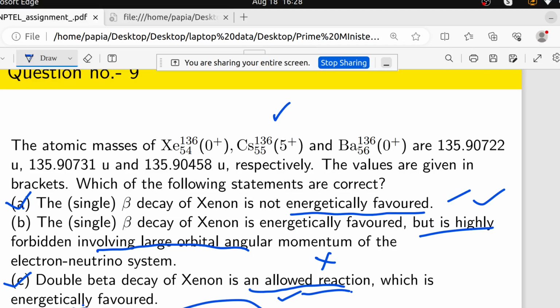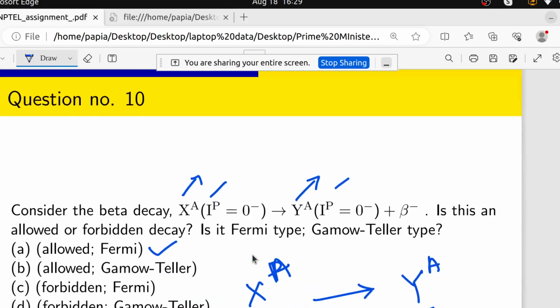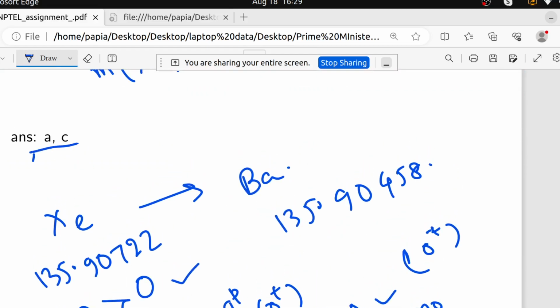Okay. Now coming to the fourth one: double beta decay of xenon is energetically favored but is forbidden considering orbital angular momentum. As we have already seen that it is an allowed reaction, this is also not correct because it is written that it is forbidden considering orbital angular momentum. So this option will not be correct here. So the correct answer will be A and C. Okay, fine. So the correct answer is A and C.